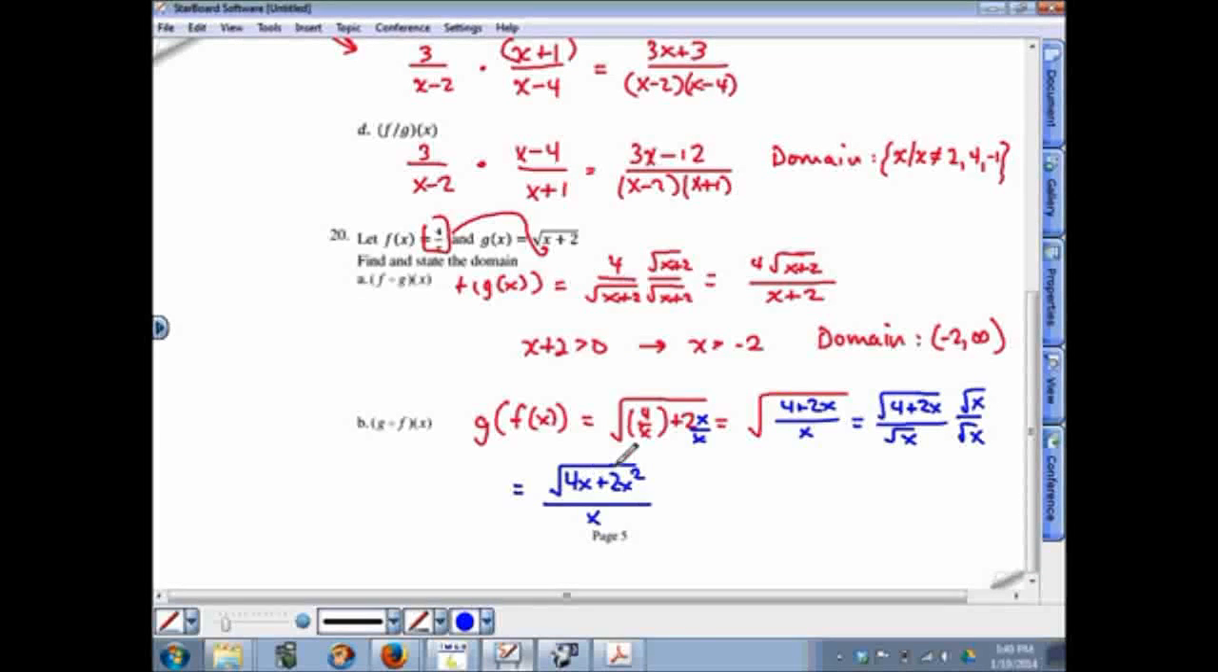Now, a similar thing is happening here in the denominator that was happening here in part A. There's two things to consider. x can't be 0 because of this piece in the denominator, but 4x plus 2x squared has to be greater than or equal to 0. It can't be negative. So 4x plus 2x squared needs to be greater than or equal to 0. Otherwise, we couldn't take the square root of it.